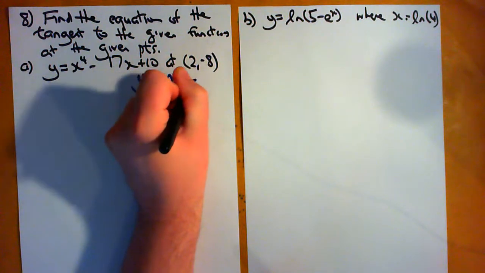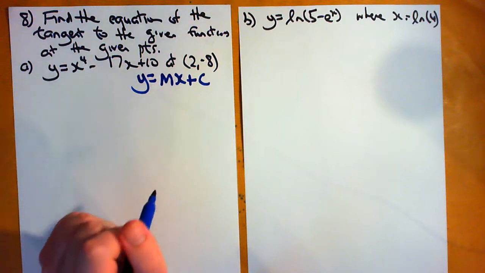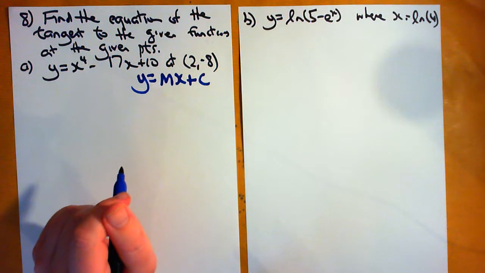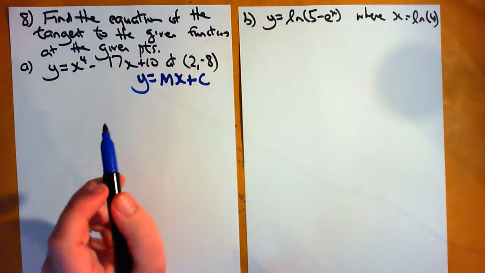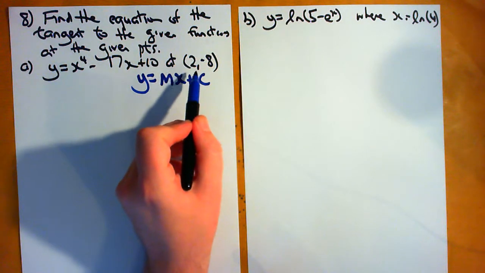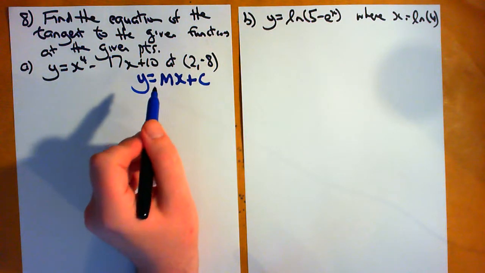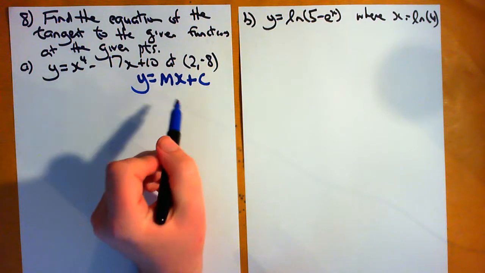It needs to have the form y equals mx plus c, which you should recognise as the form of the equation of a straight line. y equals some number times x plus some number. In this case, we know that it goes through the point (2, -8), which will give us some information that we need to find c.